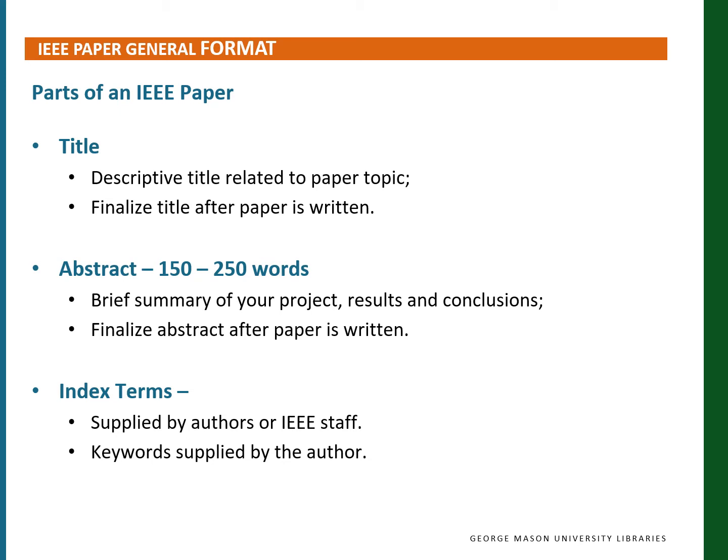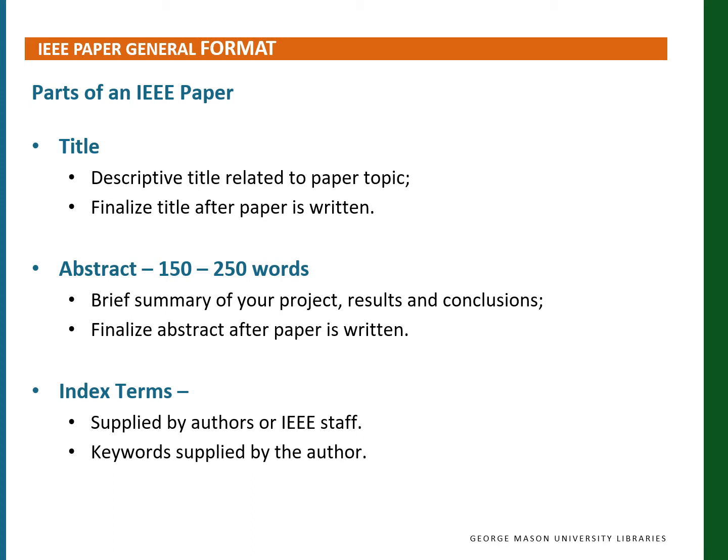Let's get into the details of an IEEE paper. The next several slides list the parts of the paper in the order you will see them and the type of information they contain. The title of a paper is very important. It is the first thing a researcher will see, so the title should be descriptive and related to the paper topic. This way, the researcher knows something about the paper just by reading the title. Remember, finalize your paper title after the paper is completed. This helps ensure that your title matches your paper well.